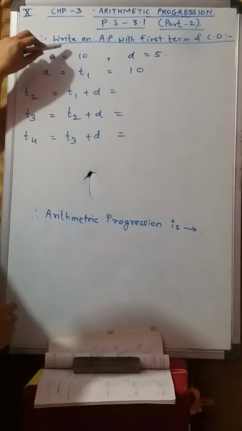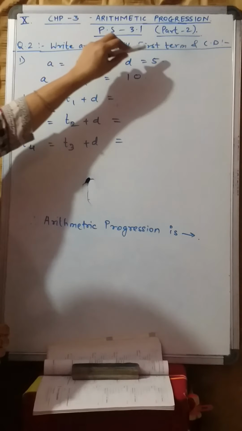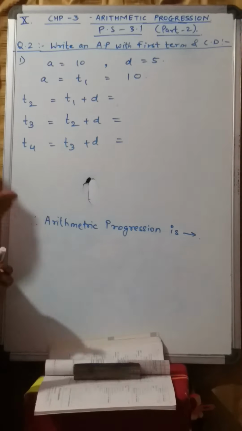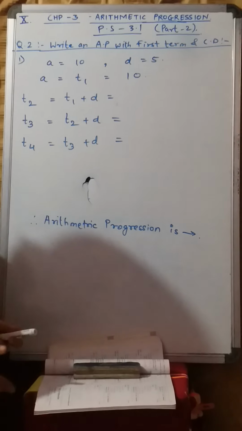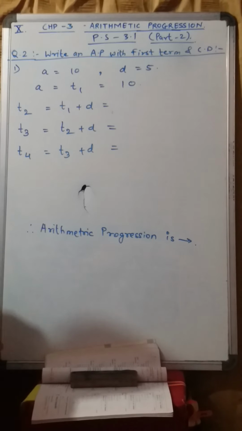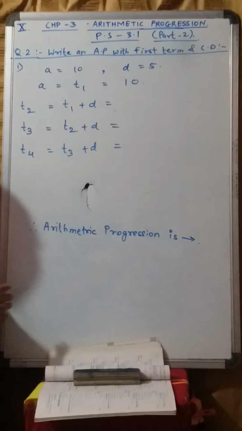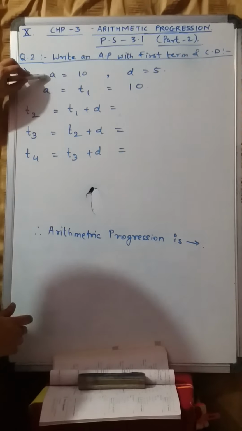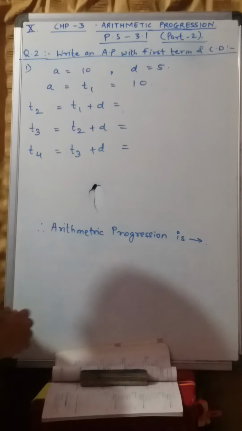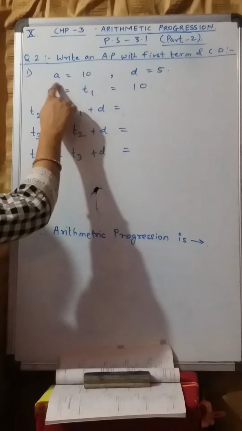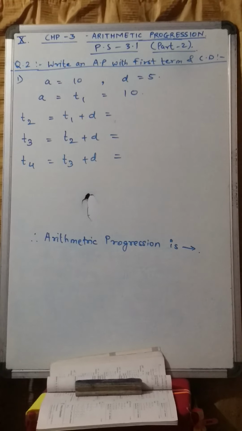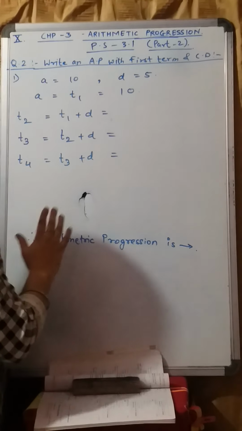This question is related to write an AP with the first term and the common difference. Already you have given the first term, that is A. It is also known as T1, and the common difference, that is D, small d. So in each and every sum you are given with A and D, and you have to find an arithmetic progression. Okay. So in question number 1 it is given as A is equal to 10 and D is equal to 5. How to solve this?